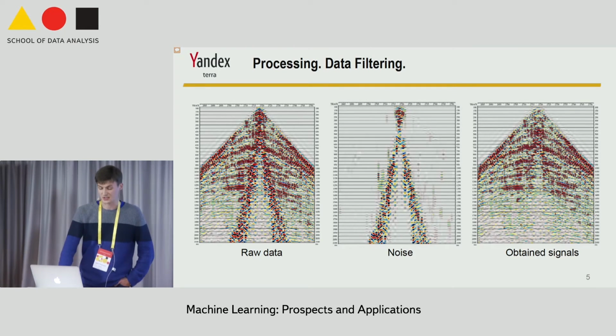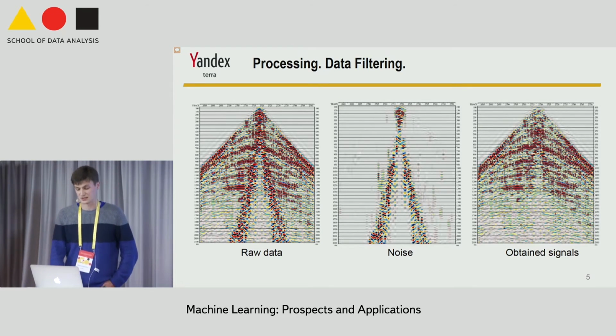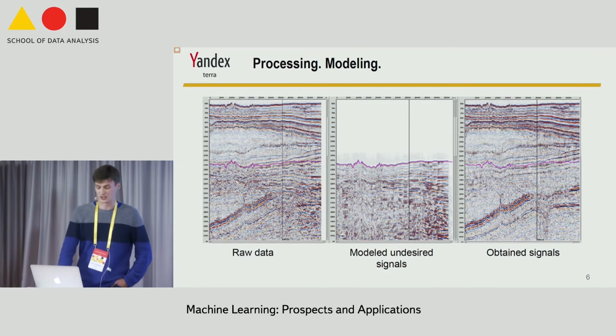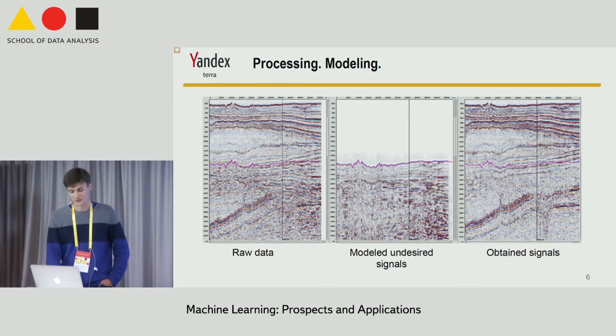The first task of seismic data processing is data filtering. I will tell you more about this stage in my next report. The second task of seismic data processing is a simulation of undesired signals. The variety of the methods of data fitting and data matching can be used in this stage to combine and to subtract the modeled undesired signals from the raw data.